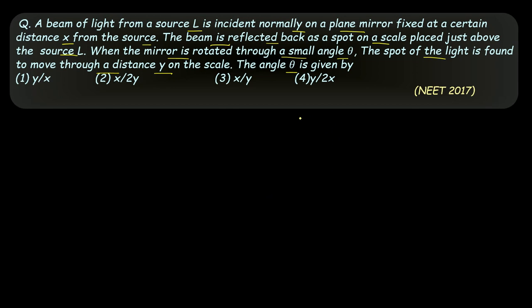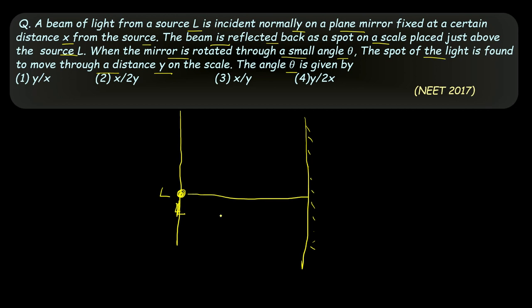So if I were to draw the diagram, let's say this is the plane mirror, and initially this is the given source, which is actually along a scale. This is the source L, and this source is at a perpendicular distance x, and initially this ray of light falls on the mirror perpendicularly. What does it mean? Angle of reflection and angle of incidence both are 0. It goes to the same spot.